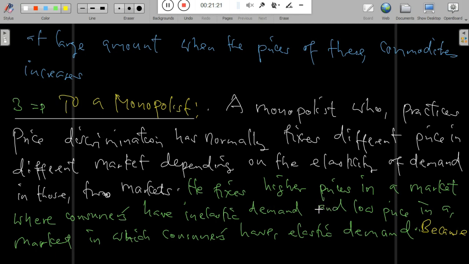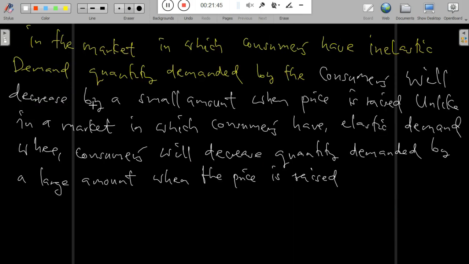He believes that by fixing a higher price in the market where there is an inelastic demand, the consumers in that particular market are not affected by any change in price level. Their spending on consumption is constant and is not affected by any change in price. And he fixes the low price in the market where consumers are highly affected by the price level, maybe due to their low income or their lower affordability of goods and services. That is how a monopolist operates.